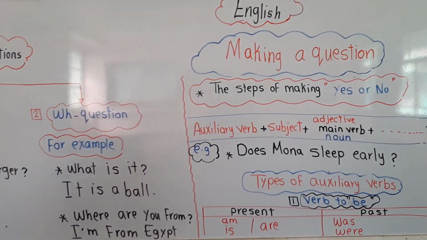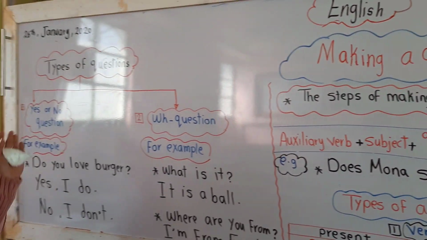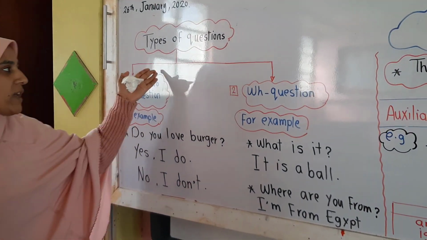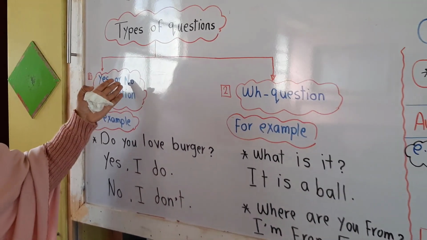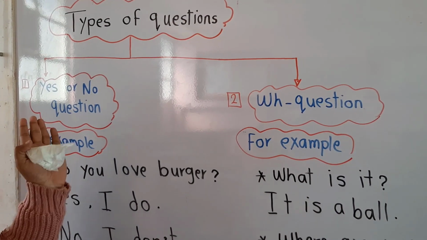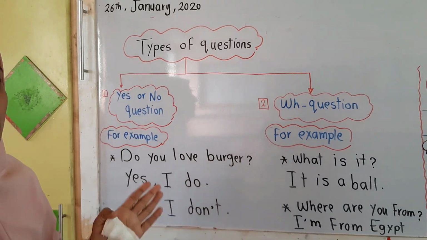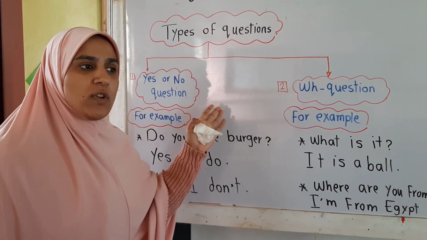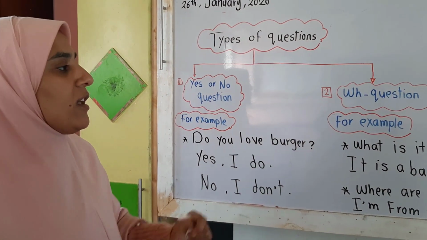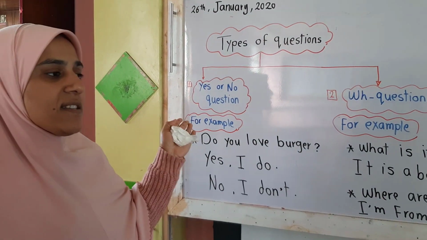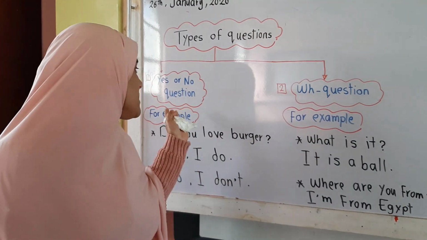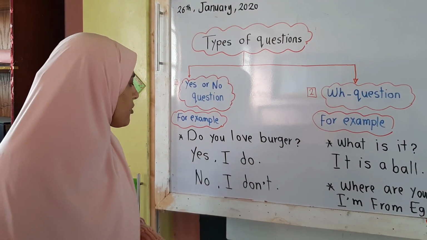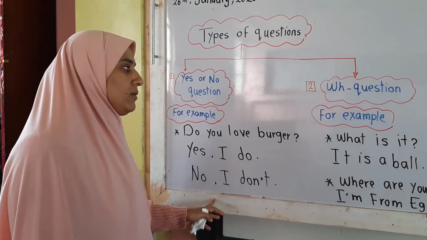Before making question, we should know what are the types of questions or how many types of questions. We have two types of questions: yes or no question and WH question. When someone asks me what is the meaning of yes or no question, yes or no question is the question that begins with auxiliary verb, or the question that is answered with yes or no. For example, do you love burger? Yes I do, or no I don't.